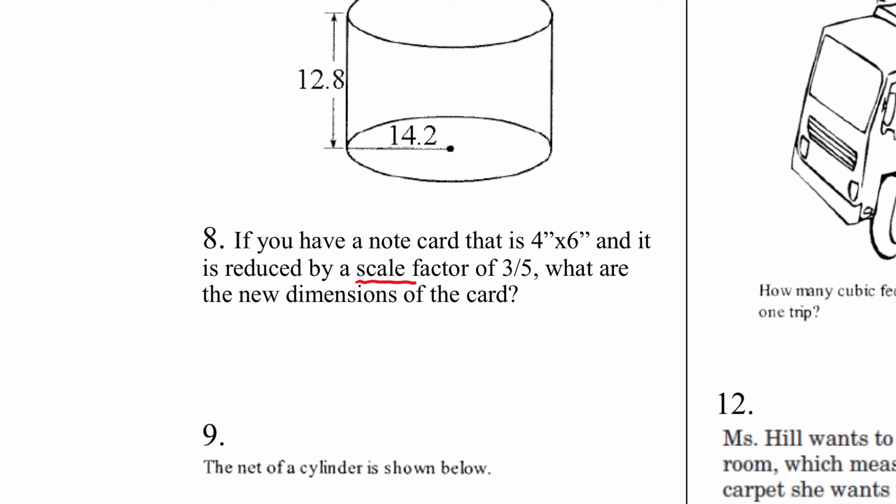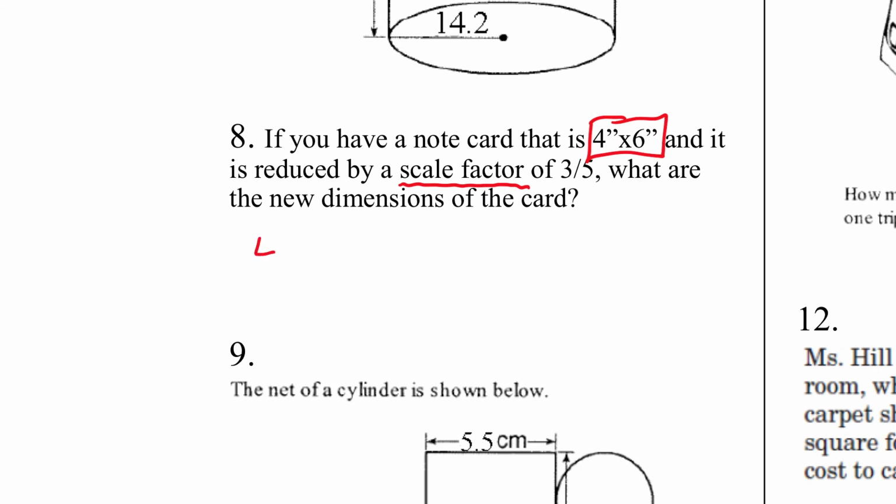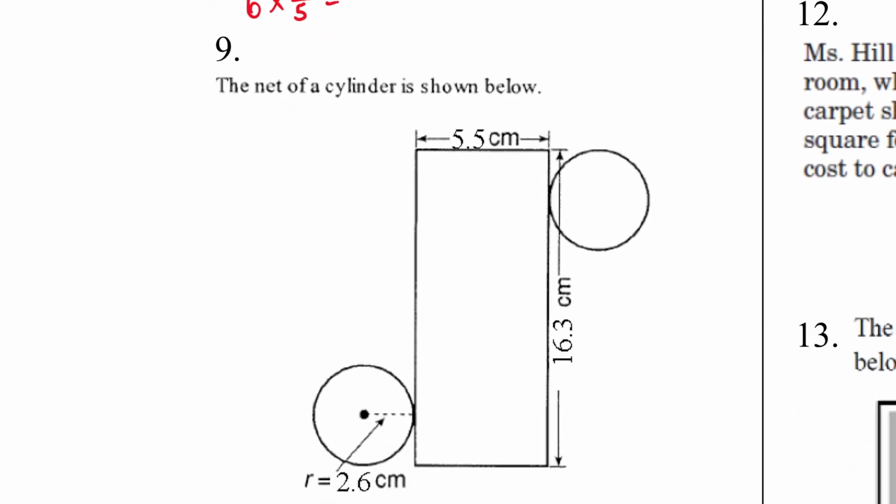Okay, number 8 talks about a 4 by 6 note card reduced by a scale factor of 3/5. So scale factor is a number you multiply by. So what we're going to do is take each dimension. So I'm going to do 4 times 3/5, and then I'm going to do 6 times 3/5. And that'll tell me the dimensions of the new card, what it needs to be. I'll let you work that out.